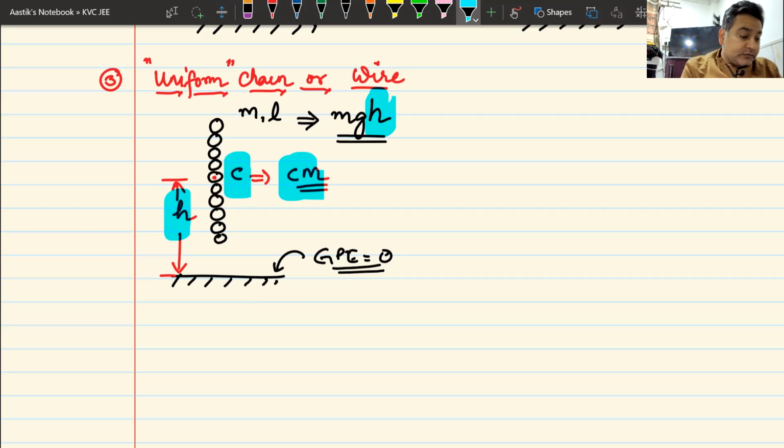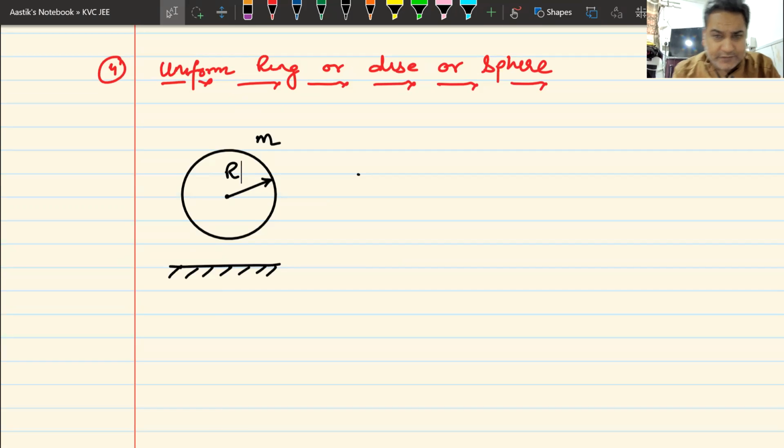Okay. Then comes this gentleman. Again, everything is uniform. Uniform ring. This is a ring. Whatever you wear, girls wear in their hands, boys wear in their hand. That's a ring. Disc. You must have seen a CD. That is a disc without the hole. So a disc is a ring filled up with mass. Sphere. Sphere is always solid. And we'll come to all this.